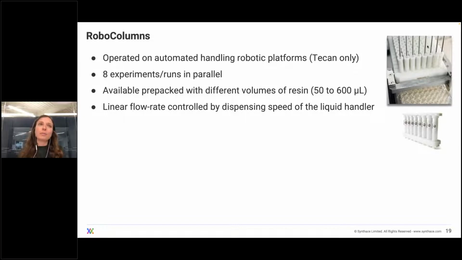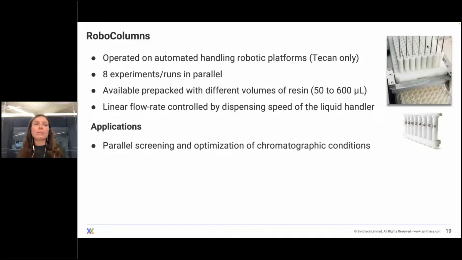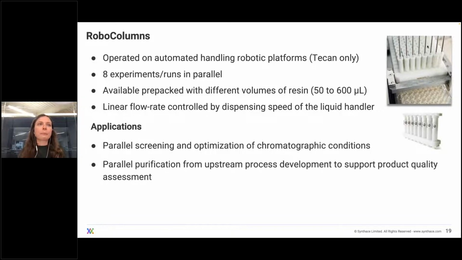The main limitation of them, though, is that you get intermittent flow, subject to the fact that the liquid handler sort of goes away, takes some sample, injects it, and has to go back to take some more. And that is what happens there. And so the applications here also are for screening and for optimization of chromatographic conditions. But generally, you tend to employ robocolumns once you are in a slightly narrower space. As you can see, the number of runs possible in parallel is a bit lower.